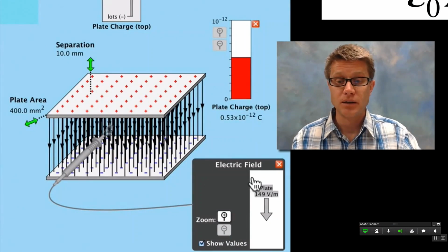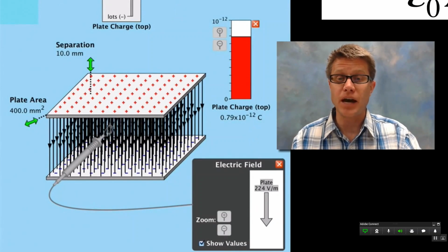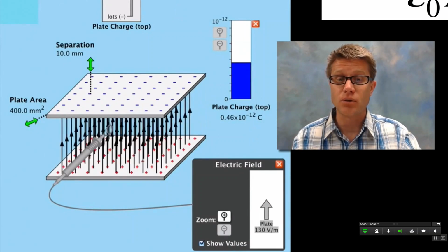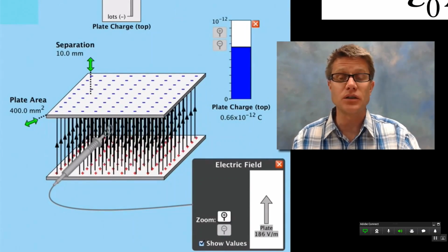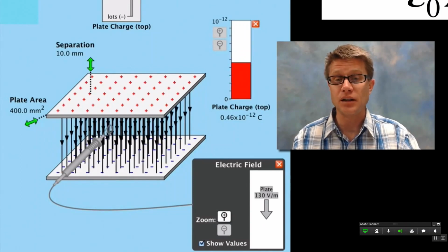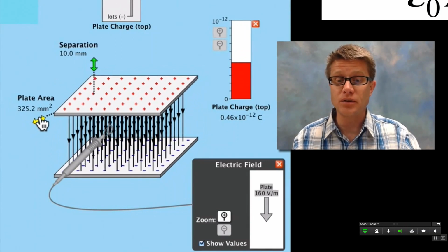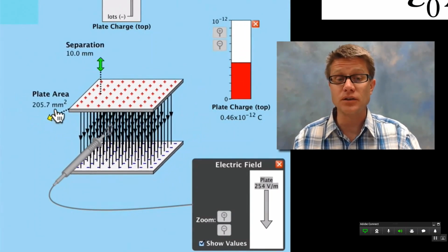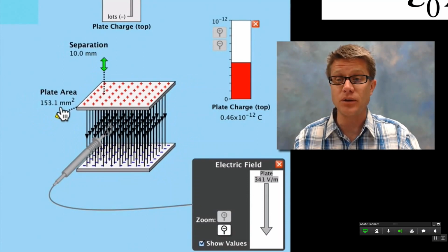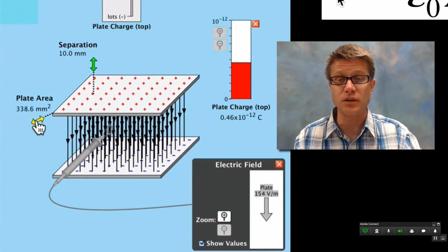It's getting greater. And so at this point, we could solve for E. If I add more of the negative charge, you can see I'm increasing that electric field strength. Now what happens if we change the plate area? As we decrease the plate area, you can see that we're increasing the electric field strength. Because it's in the denominator, if we decrease it, we increase the electric field strength.